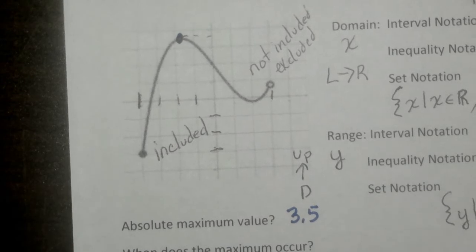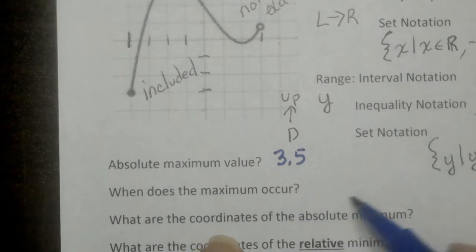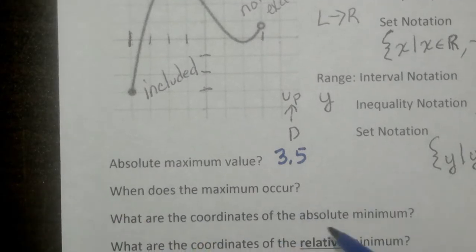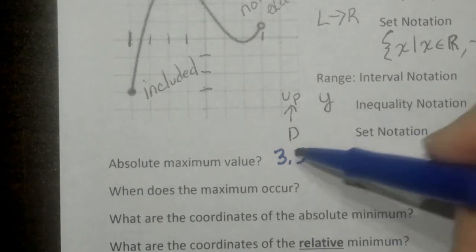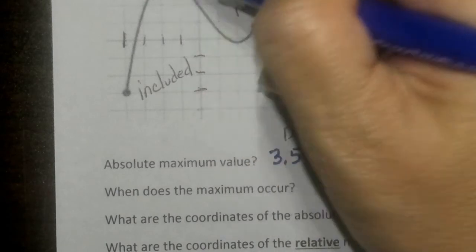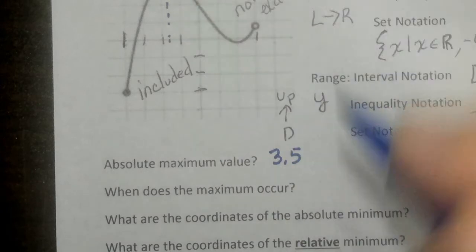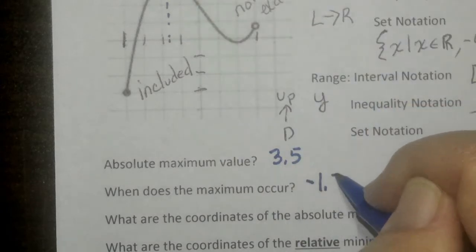Now this next question asks, when does the maximum occur? It doesn't mean when, like 11:13 a.m. It's not a time question. When does the maximum occur? It's asking at what X value, at what input do you get an output of 3.5? So that looks to be about negative 1.5.